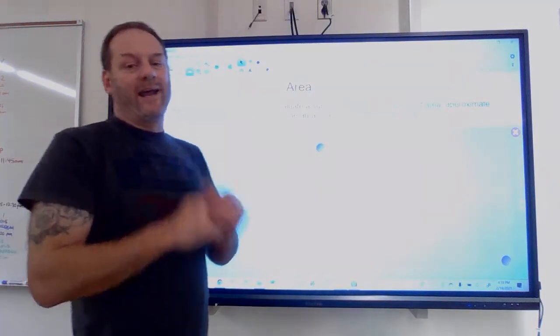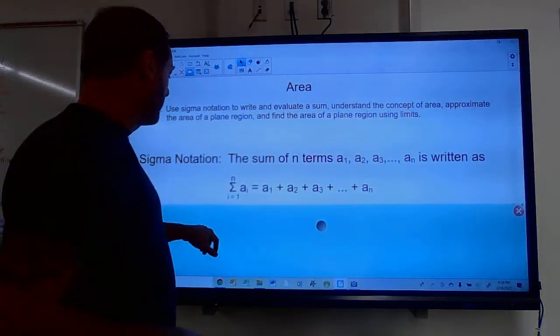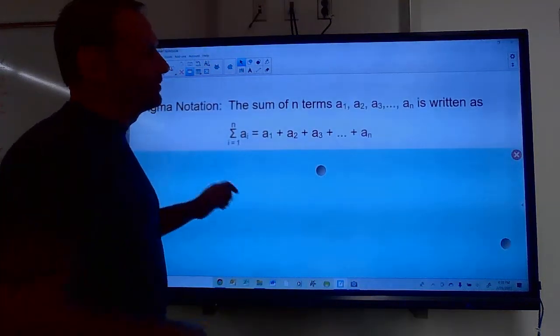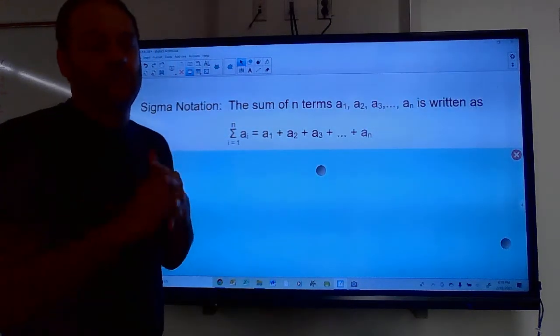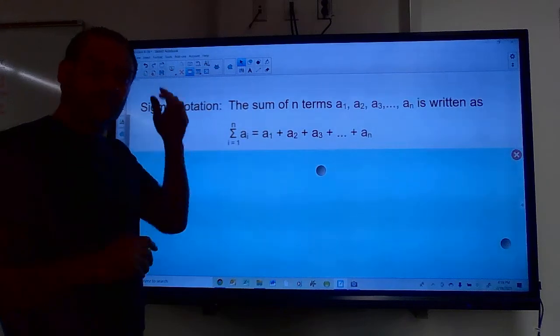All right, today we're going to talk about area. But before that, we're going to talk about summation notation again, which is a review from what we did in pre-calculus. But there's a lot of this involved, so you're going to want to make sure that you know this stuff pretty good.